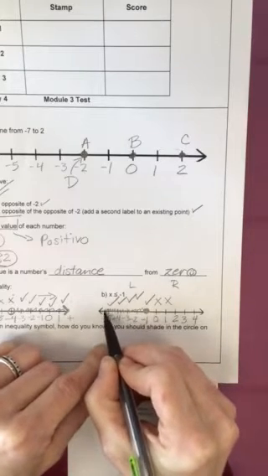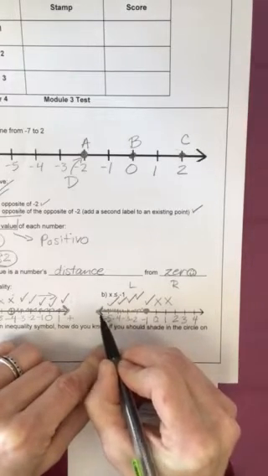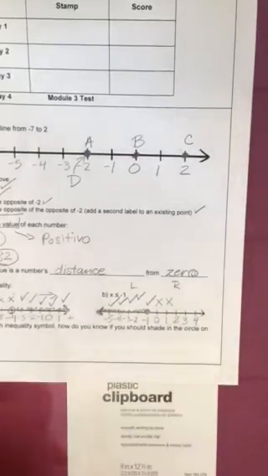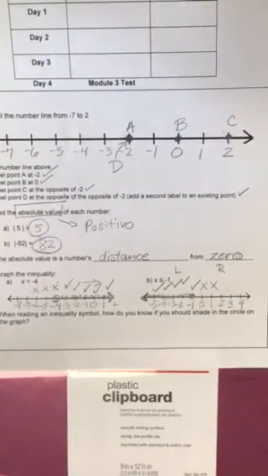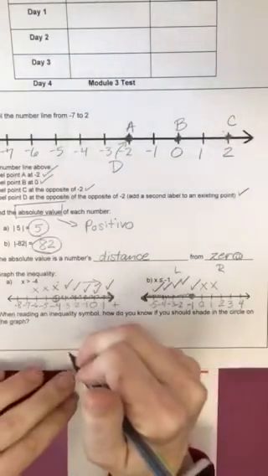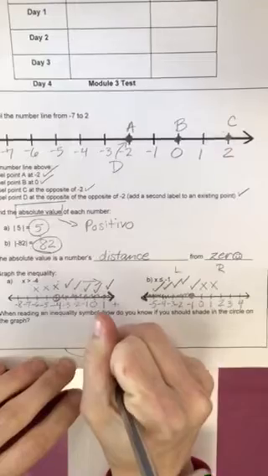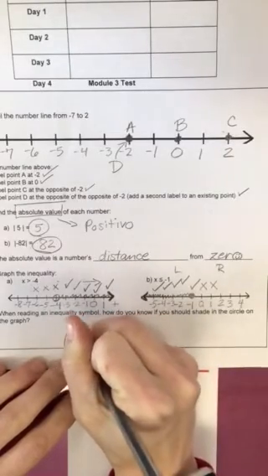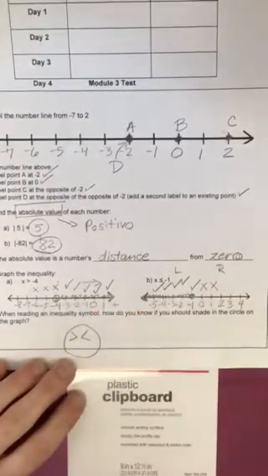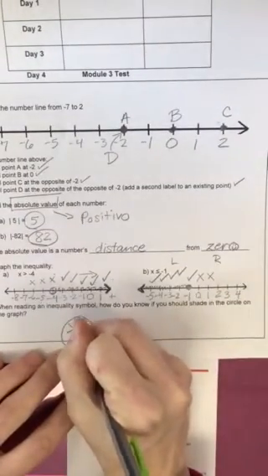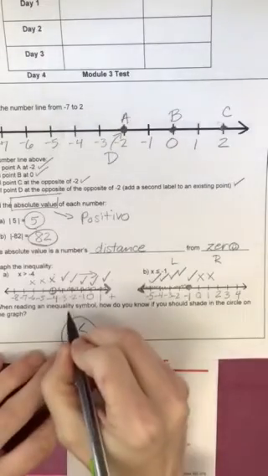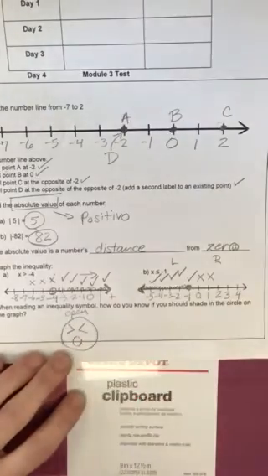When reading an inequality symbol, how do you know if you should shade in the circle on the graph? Everybody make this emoji picture. Make one circle. Here are the eyes. Here's the mouth. We're going to write open. Okay? And then let's make the other emoji picture. What do you think will be different about the one? Closed. Yes. You are on top of it.